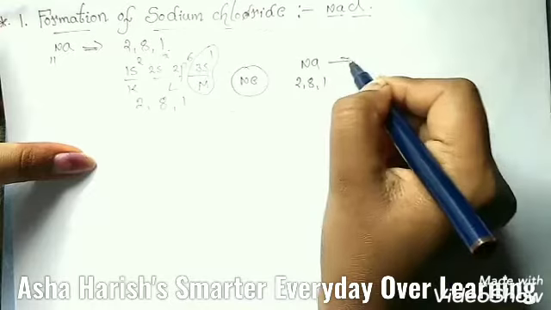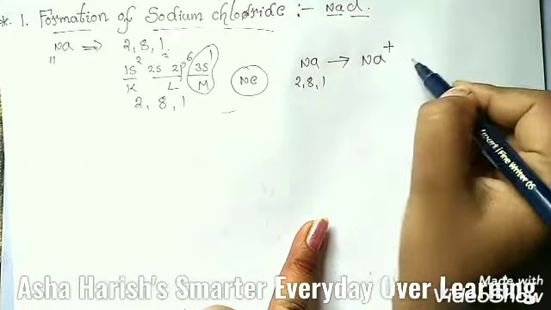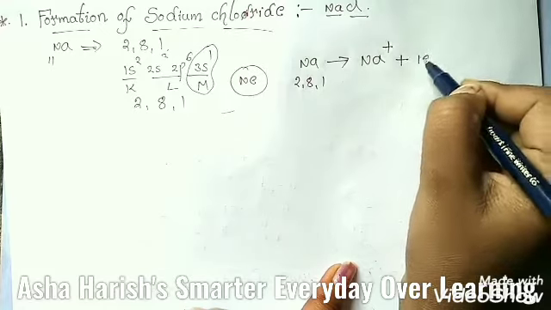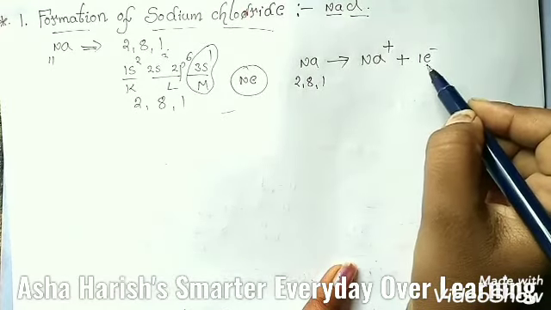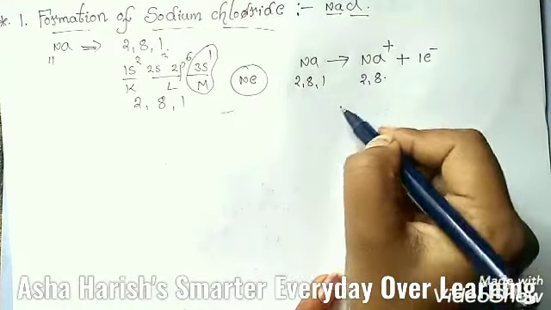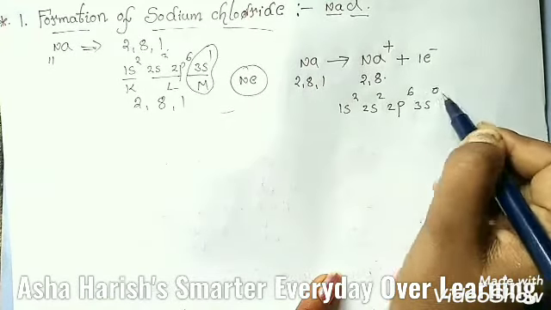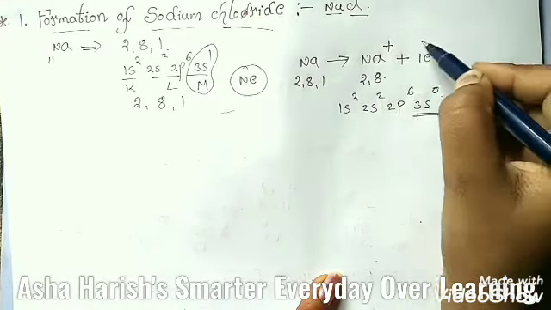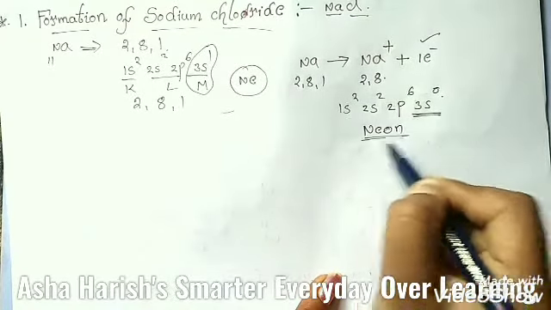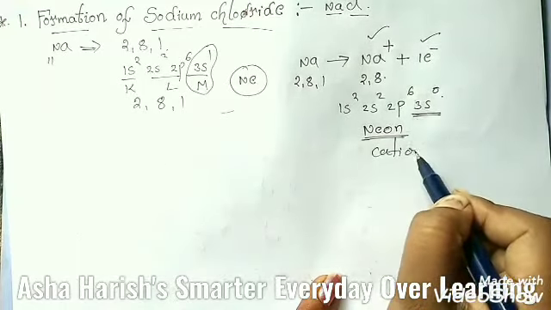Na, atomic number 11, its electronic configuration is 2,8,1. If we get the Na+ ion, it needs to remove one electron. That means it needs to lose one electron. Here the configuration is 2,8. If we write it like this, 1s2, 2s2, 2p6 and 3s0. This one electron should be lost here. Then it should get the neon electronic configuration by the formation of the Na+ ion, that is a cation.